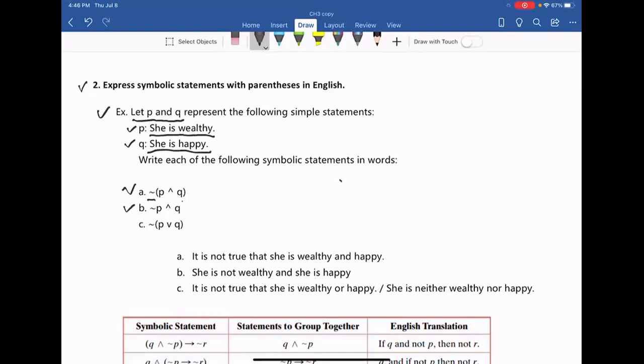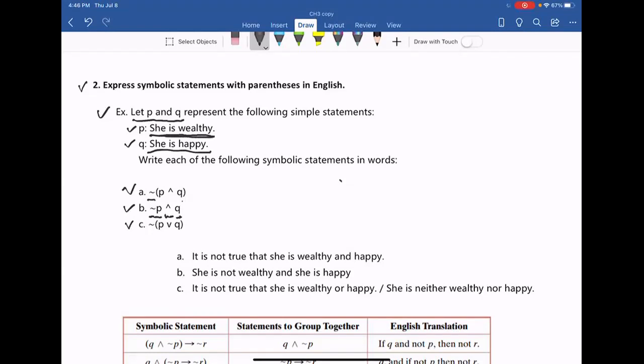Number 2, it is not true P. What is P? She is wealthy. I can say she isn't wealthy, or I can say it is not true she is wealthy. And Q, she is happy. So the full sentence should be she is not wealthy and she is happy.